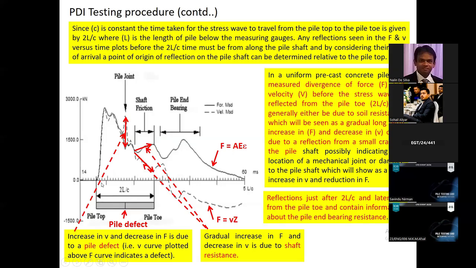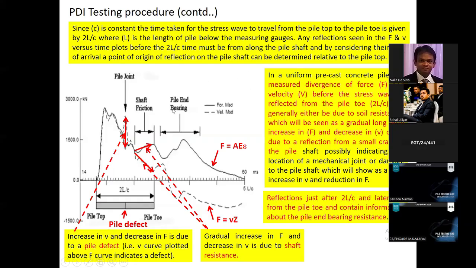So when you apply the impact, it sends a stress wave. The stress wave propagates at a velocity given by c. C is the wave velocity. So L over c, L is the length of the pile, right? If you apply S equals ut, S, which is L, the length of the pile, is equal to the wave velocity c into t.